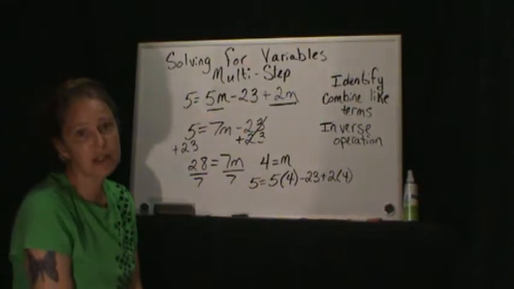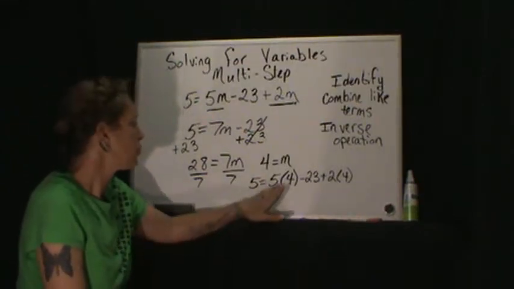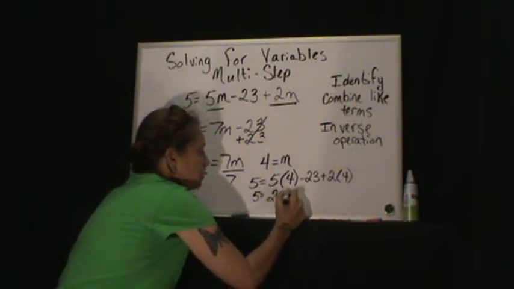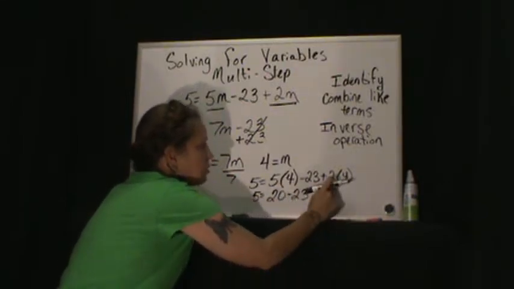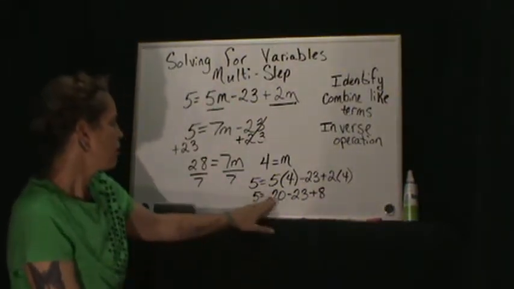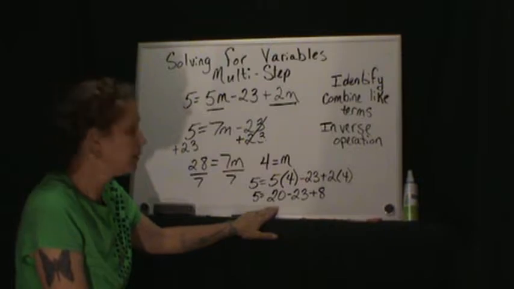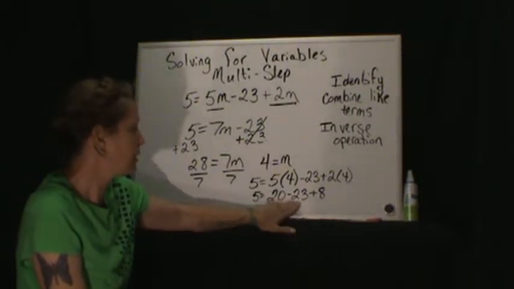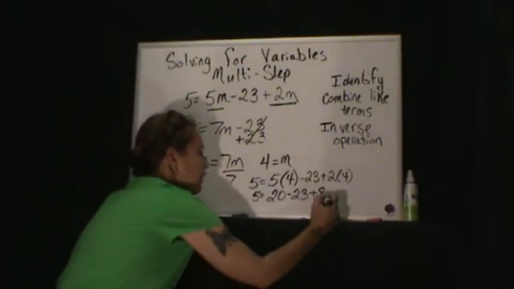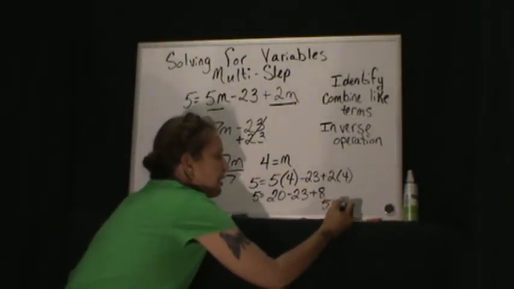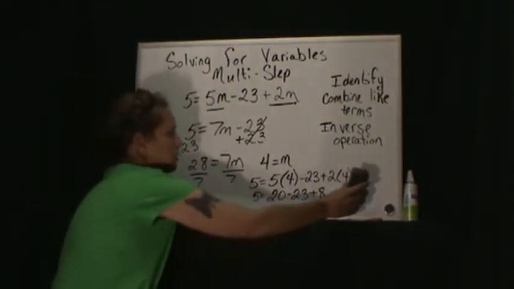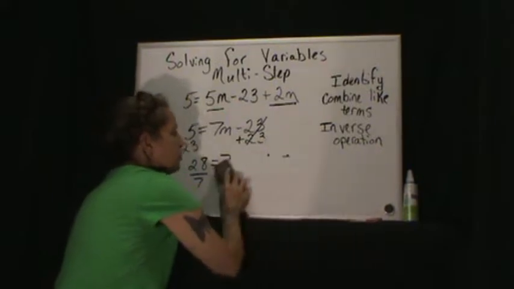Alright, order of operations says we do our multiplication first. So we're going to multiply 5 times 4, which is 20, and our 2 times 4, which is 8. Now we're going to combine our like terms that we have. So 20 minus 23 is negative 3, plus 8 is 5, and 5 does equal 5. Let's try a few more.